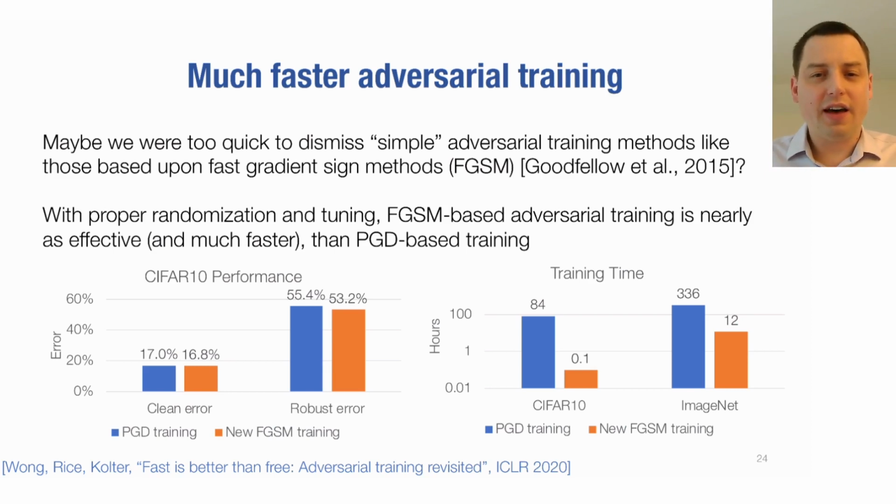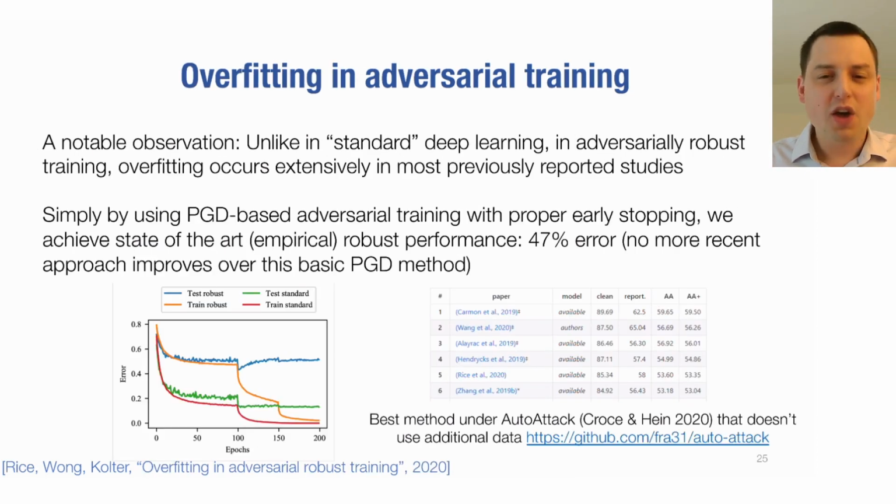But actually, all hope is not lost for PGD yet, because there's something interesting. The results I'm showing here were from the reported results in Alexander Madry's paper on PGD-based training. But in another preprint we have available right now, we also look more closely at the performance of adversarial training and notice something very striking in adversarial robustness, which doesn't happen in deep learning.